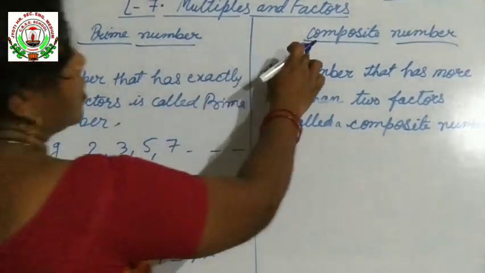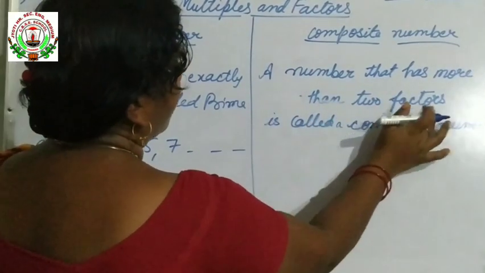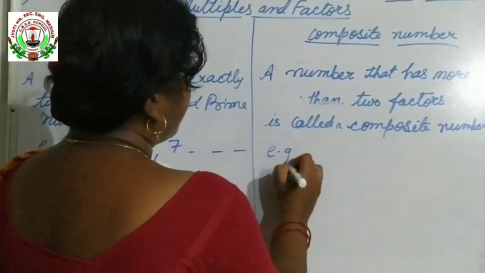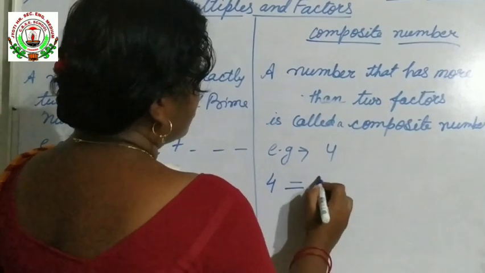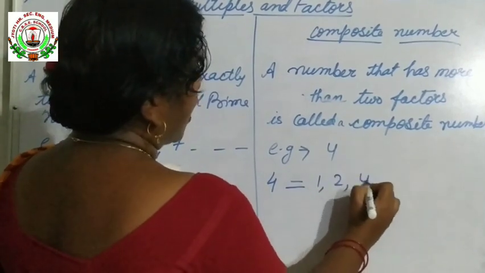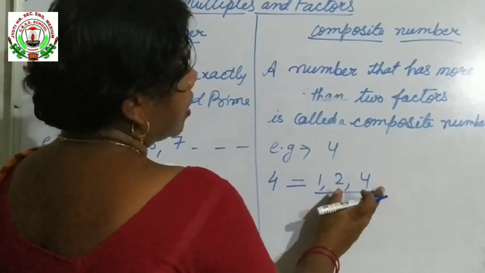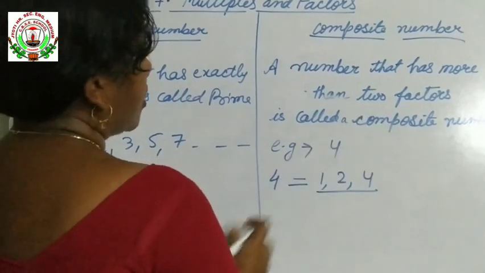Now what is a composite number? A number that has more than 2 factors is called a composite number. For example, we take 4. If we find the factors of 4, we get 1, 2 and 4. Here it is more than 2 factors. 3 numbers are factors of 4. So it is called a composite number.